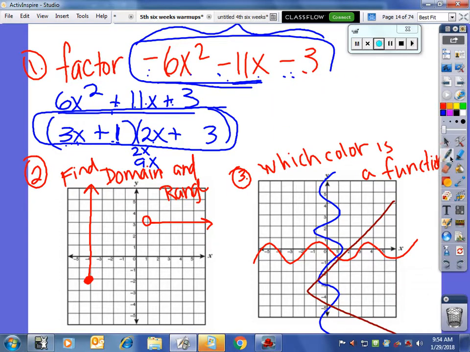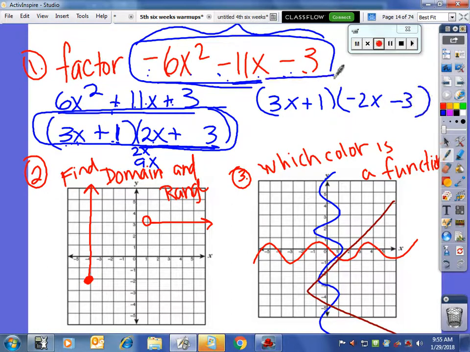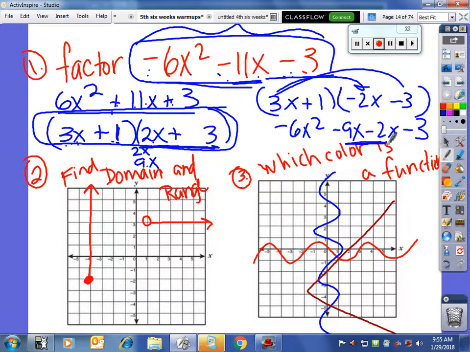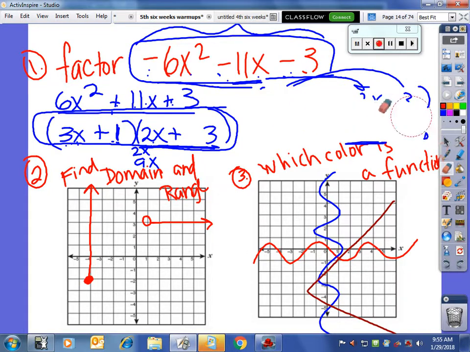Also, I could have made this one different. I could have left the 3x plus 1 alone, and what would the other factor have become? Minus 3. That's also going to give me back this answer. That would give me negative 6x squared minus 9x minus 2x, and I get a negative 3 at the end, and I get negative 11 in the middle. Now, they wouldn't have both of those correct answers on the test. They would have one or the other. So they would have one choice down there that was correct.